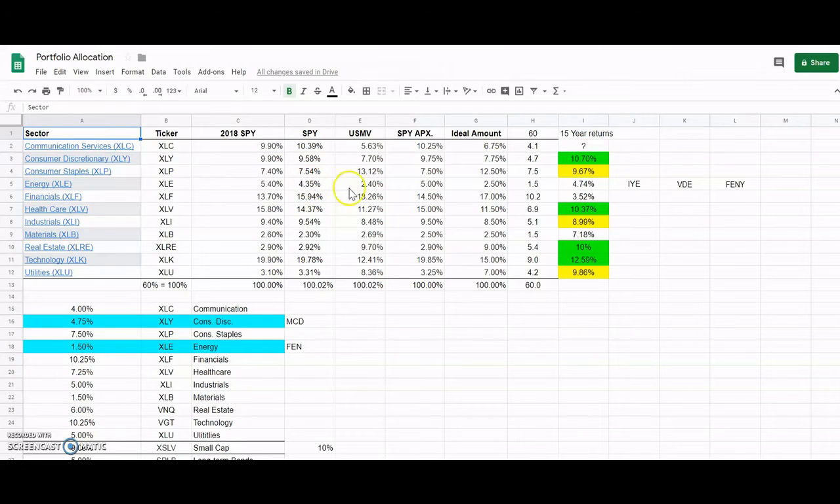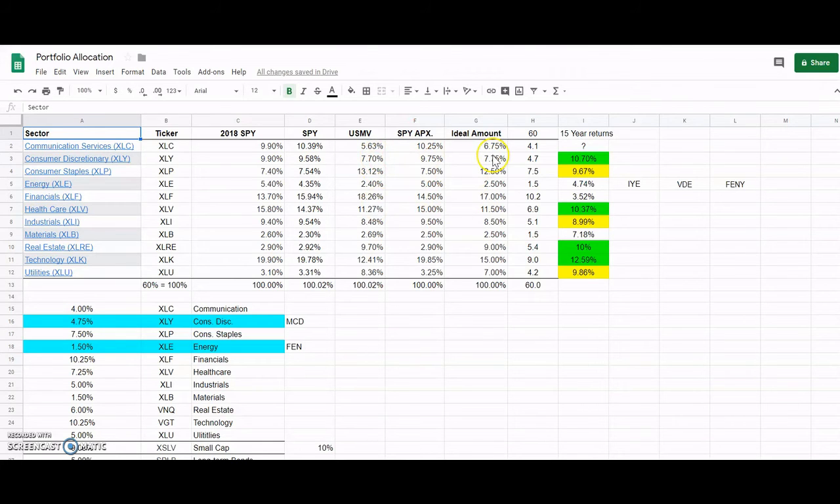SPY is higher on energy, USMV is higher on financials, SPY is higher on healthcare. They're very similar on industrials, very similar on materials. Real estate, USMV is much higher. Technology, SPY is higher. Utilities, USMV is higher. So the way they allocate based on sector is different, right? And again, USMV has higher returns and less volatility, so they must be doing something right.